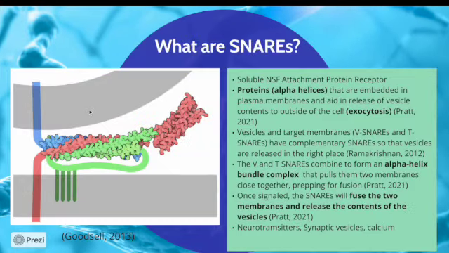So, introduction to SNAREs. What are SNAREs? This is what it stands for: soluble NSF attachment protein receptor. That's quite a mouthful, which is why we call them SNAREs. They're proteins, specifically alpha helices, embedded in plasma membranes, and they aid in the release of vesicle contents to the outside of the cell. So they help with exocytosis.